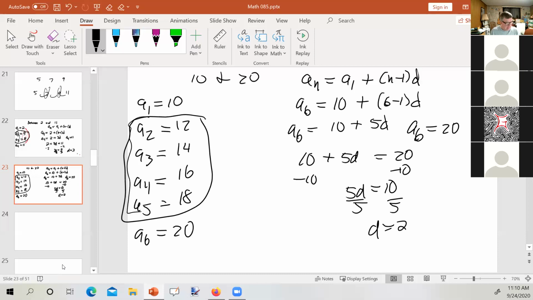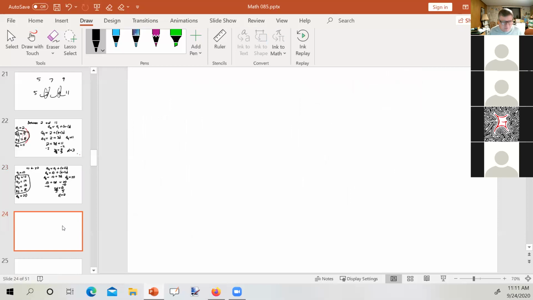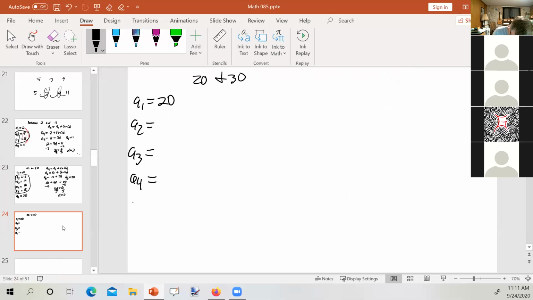All right. Lest you think they're all real nice, I'll give you one that's a little not nicer. That's a new word of mine, not nicer. Okay. This says find 3 arithmetic means between 20 and 30. So a sub 1 is 20, and we want 3 in the middle. So a sub 5 is 30, because we're looking for 3 arithmetic means.